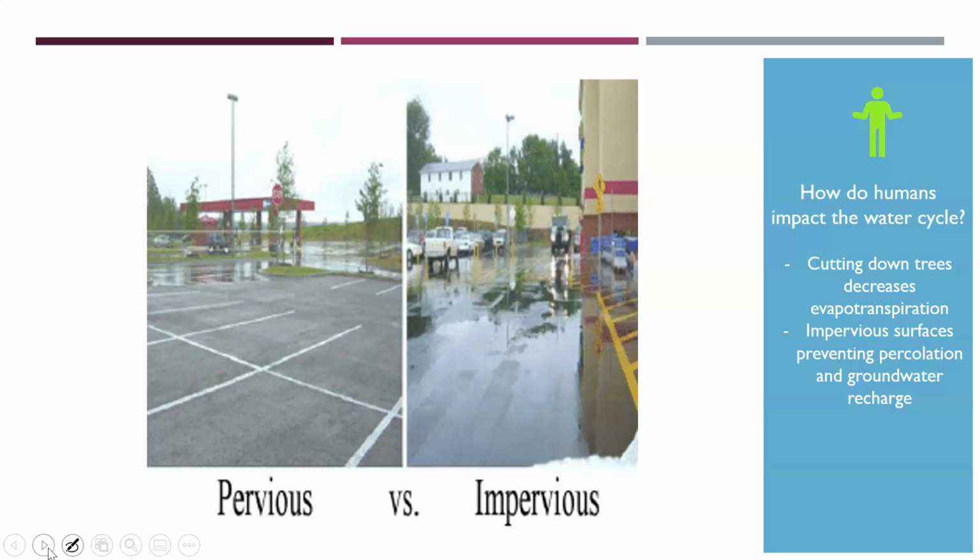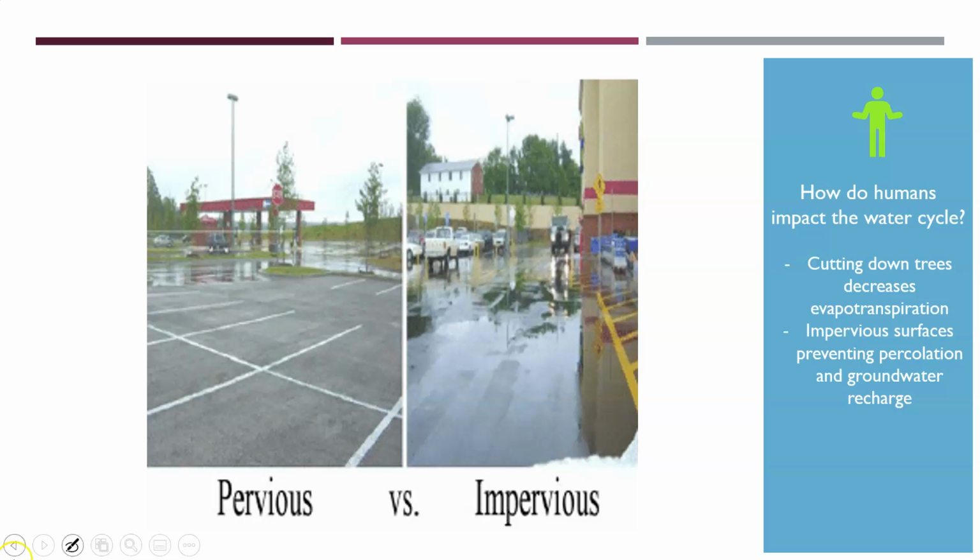So how can humans impact the water cycle? Cutting down trees decreases the ability of the plants to take up the groundwater and transpire it back out, that evapotranspiration. And we also have a habit of putting down these impervious surfaces, which prevents that water from percolating and recharging our groundwater.